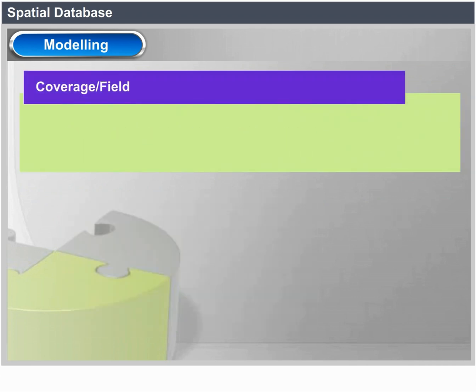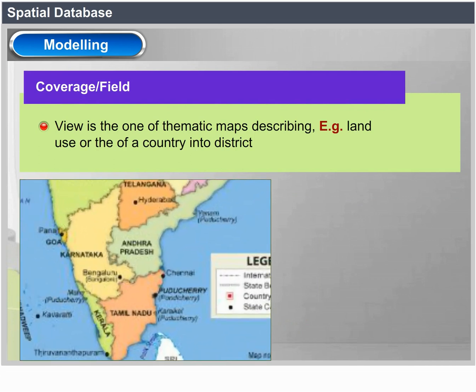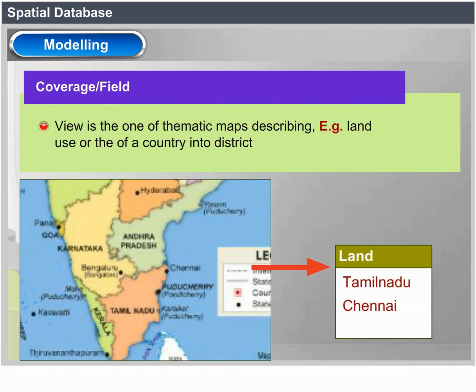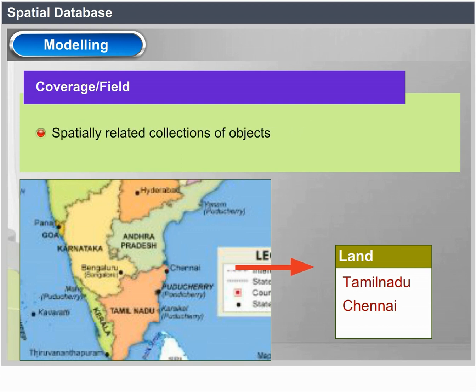A view is one of the thematic maps describing, for example, land use or the partition of a country into districts. A spatially related collection of objects. Modeling, spatial primitives for objects.